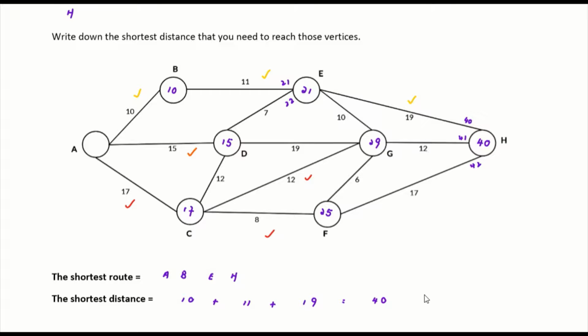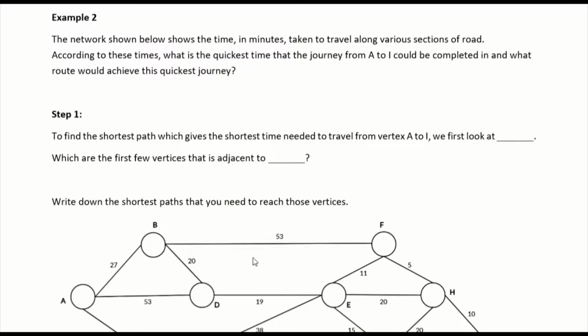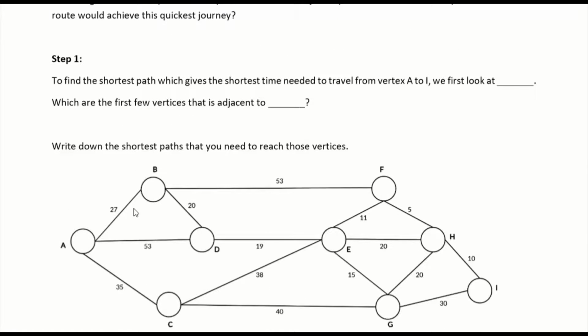Okay, so now let's look at example 2. The network shown below shows the time in minutes. Which means all the weights here represent the quantity of time, and the unit is in minutes. So that shows the time taken to travel along various sections of the routes. According to the time, what is the quickest time that the journey from A to I can be completed in, and what route would achieve this quickest journey? So in this case, your departure is here and this is where you end.